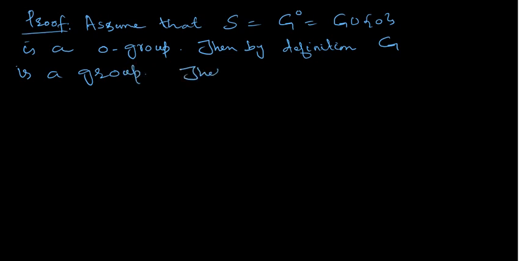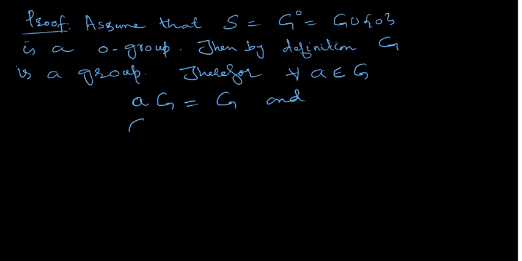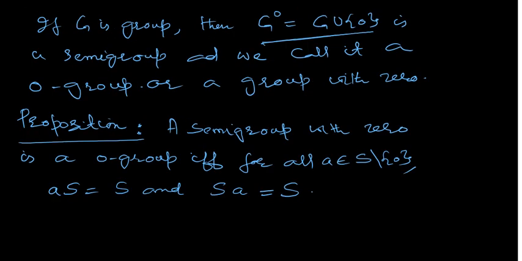Therefore for all A belonging to G, AG is equal to G and GA is equal to G. You have also seen this in the definition of a group; we have defined a group like this. Now, we have to prove this one: if G is a group, then for all non-zero elements A, AS is equal to S and SA is equal to S. This is what we need.